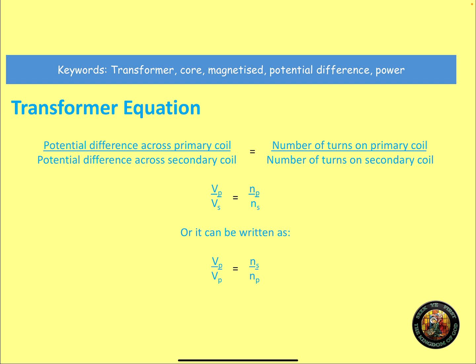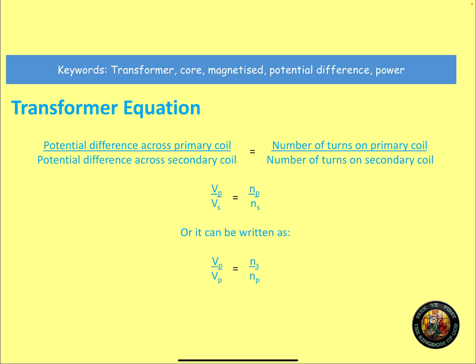So using that then, here's a transformer equation that you need to know. Potential difference across the primary coil divided by potential difference across the secondary coil equals the number of turns on the primary coil divided by the number of turns on the secondary coil. And it can be written as you can see.